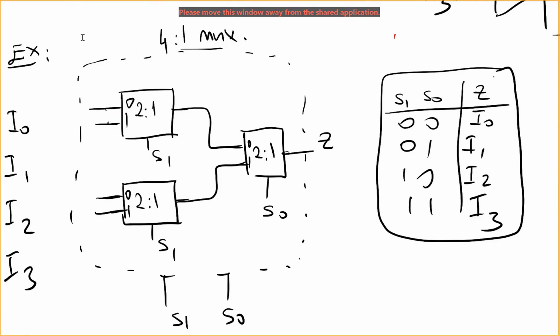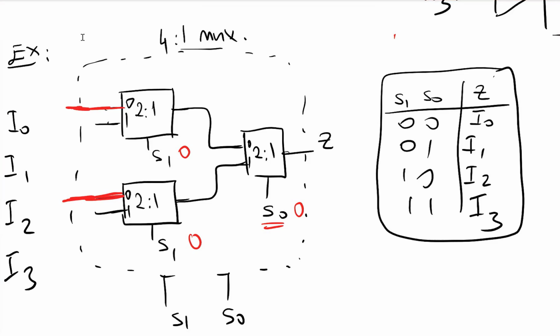So let's check these connections. For the case S1 is 0 and S0 is 0, I need to select I0, right? So if S1 is 0, I will be selecting this one. So S0 is only selecting the upper one or the lower one. So I0 either needs to connect to here or it needs to connect to this port. But which one I need to connect, I don't know right now, right?